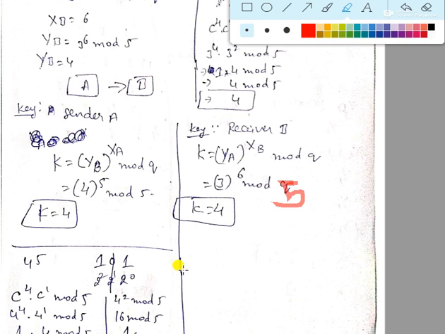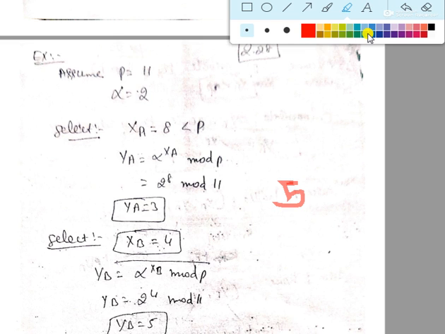So on the sender side it is 4, and on the receiver side it is 4. If the two are equal, the correct key has been exchanged between the sender and the receiver. I hope you understand this problem. Please go through this. Next, in the notes we have another problem.